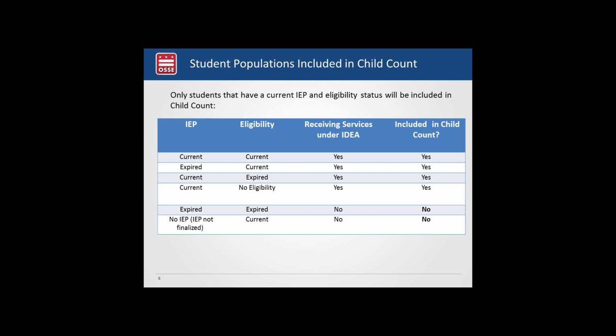If the student has a current IEP, no eligibility, receiving services under IDEA, the student will be included in child count. Now, if the student has an expired IEP and an expired eligibility, if the student is not receiving services under IDEA, the student will not be included in child count. And lastly, if the student does not have an IEP at all or the IEP is not finalized, but they do have a current eligibility, the student is not receiving services under IDEA, the student will not be included in child count.